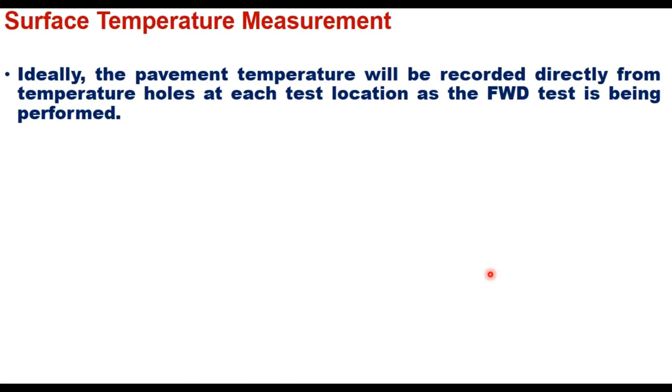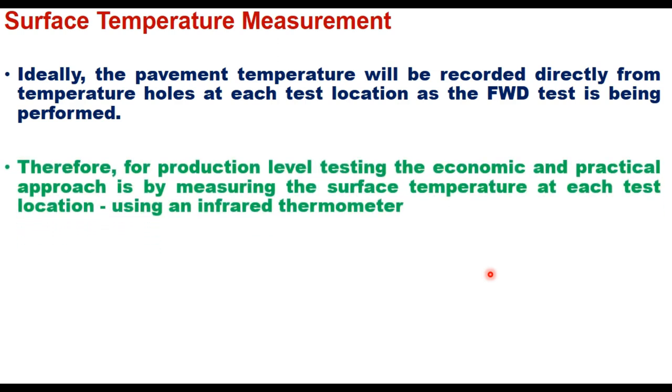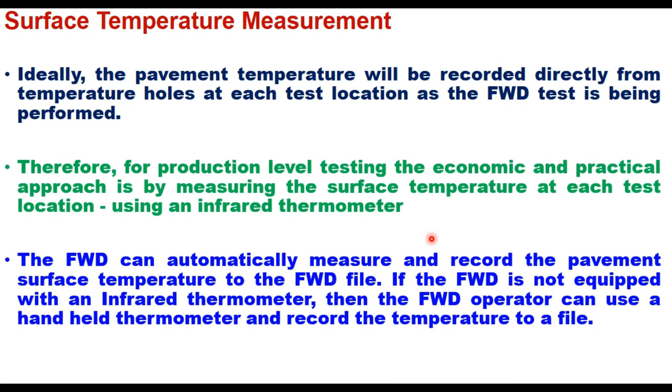Ideally, the pavement temperature should be recorded directly from the temperature holes at each test location as the FWD test is being performed. But this is not a practical approach, particularly when the number of tests to be conducted is very large, when you go for the production level or network level or maintenance level measurement of FWD data. Therefore, for production level testing, the economic and practical approach is by measuring the surface temperature at each test location using an infrared thermometer. There are FWDs which can automatically measure and record the pavement surface temperature to the FWD file. But if the FWD is not equipped with an infrared thermometer, then the FWD operator can use a handheld thermometer and record the temperature to a file.